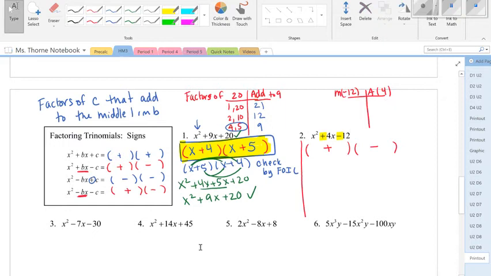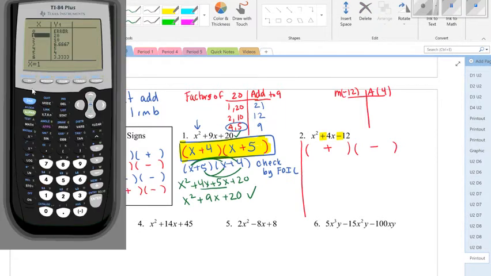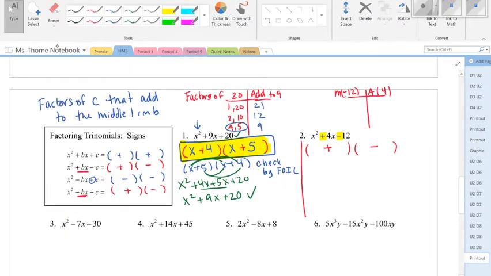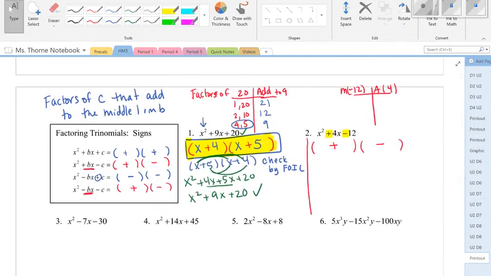And again, if you don't know multiples of 12, go to your calculator. Go to the y equals and do 12 divided by x and go to your table. And you can see 1 and 12, 2 and 6, 3 and 4. Once they start to repeat, you know that you're done. So we have, again, 1 and 12. We have 2 and 6 and 3 and 4.